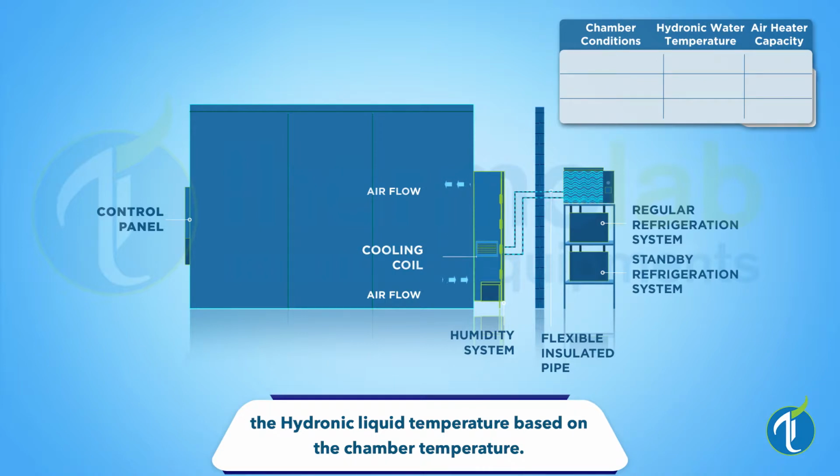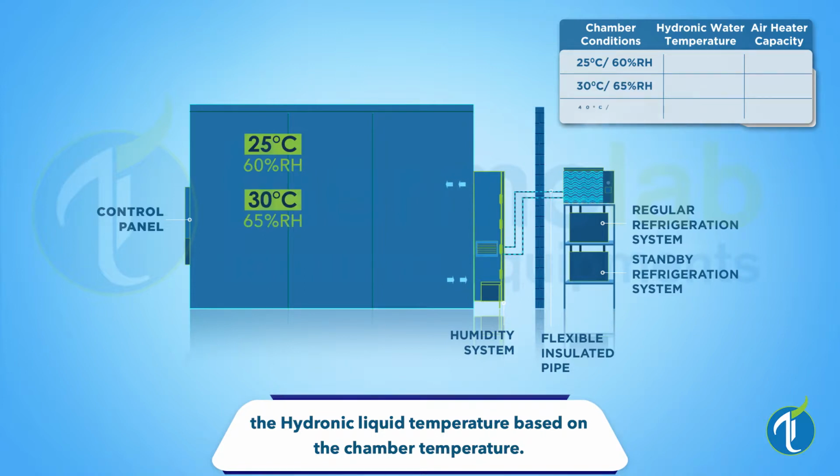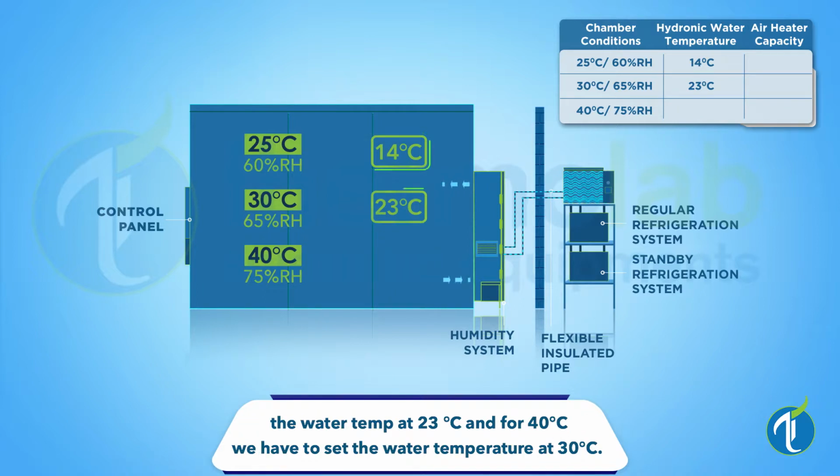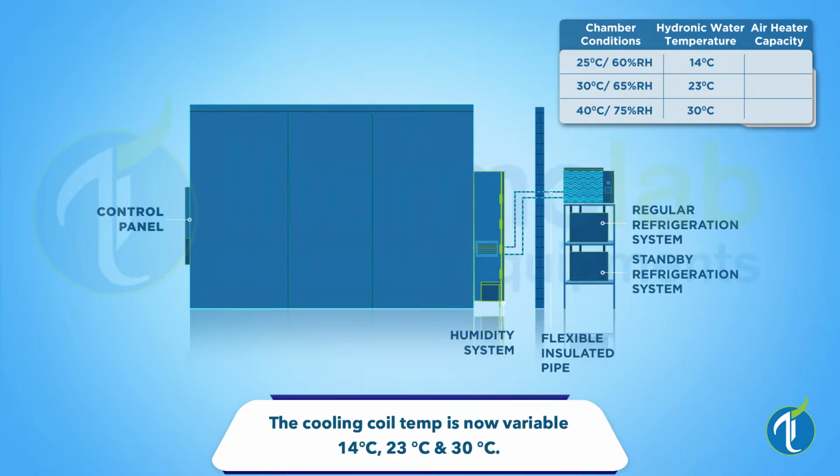Again, taking the ICH conditions, 25 degrees Celsius 60% RH, 30 degrees Celsius 65% RH, and 40 degrees Celsius 75% RH. For 25 degrees Celsius, we have to set the hydronic liquid temperature at 14 degrees Celsius, for 30 degrees Celsius, we have to set the water temperature at 23 degrees Celsius, and for 40 degrees Celsius, we have to set the water temperature at 30 degrees Celsius. The water temperature is the same as the cooling coil temperature. The cooling temperature is now variable: 14, 23 and 30 degrees Celsius.